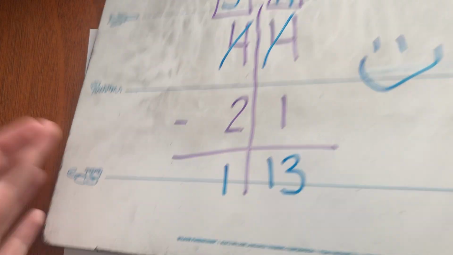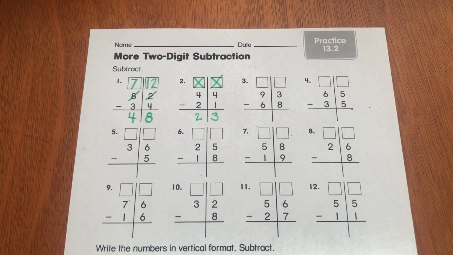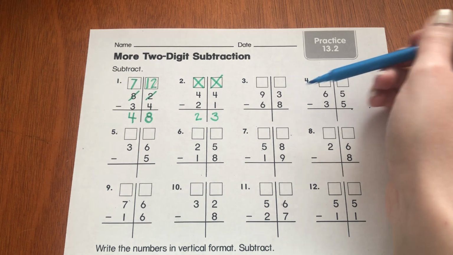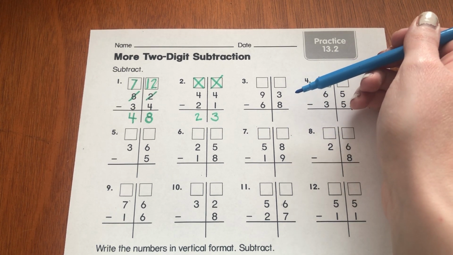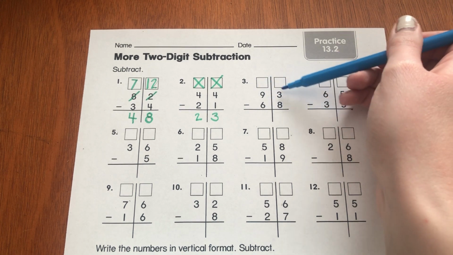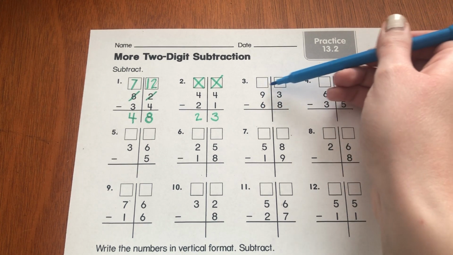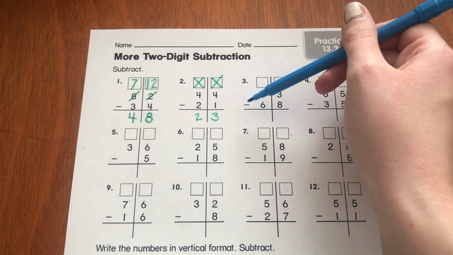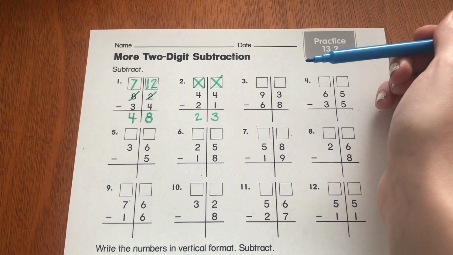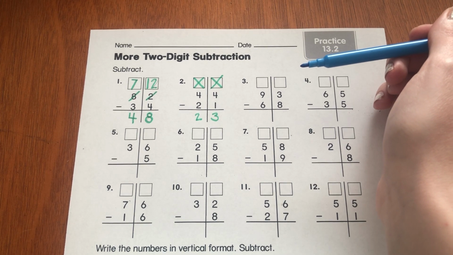Let's go ahead and do the next two. Let me switch colors on you. All right, number 3 says 93 minus 68. 93 minus 68. My bigger number's on top, so I'm going to go ahead and subtract. When I talk about the bigger number being on top, I'm talking about the number that is greater than. So 93 is greater than 68. I'm not just looking at the ones. 3 minus 8. Can I take away 3? No. Can I take away 8 from 3?